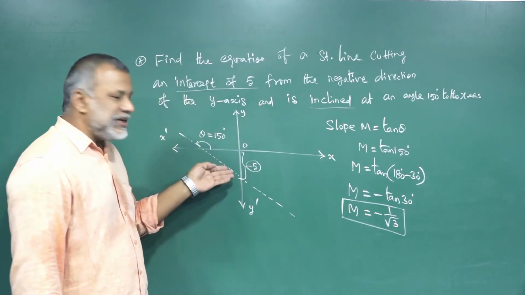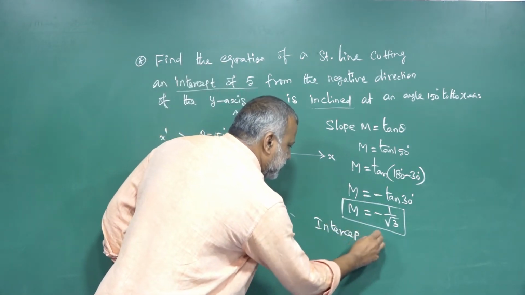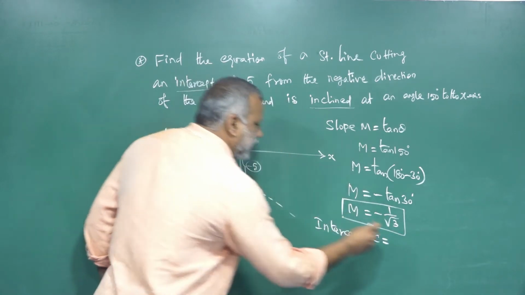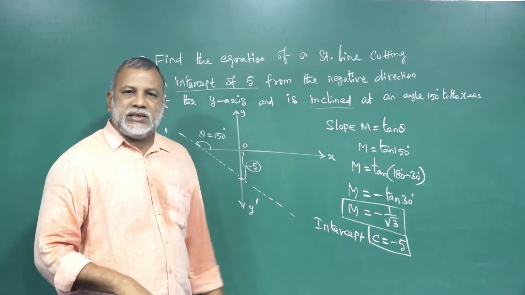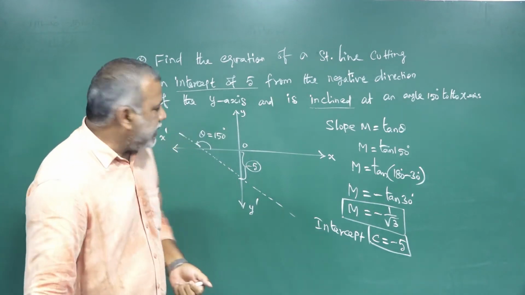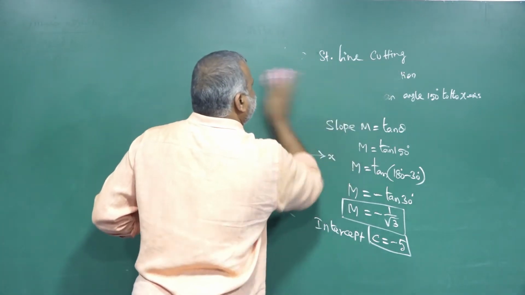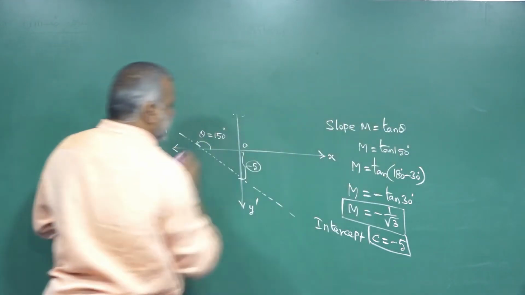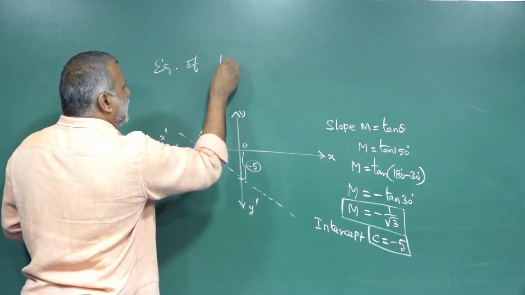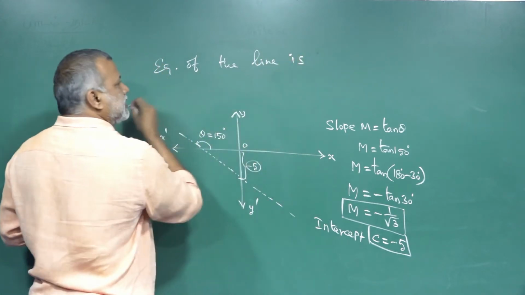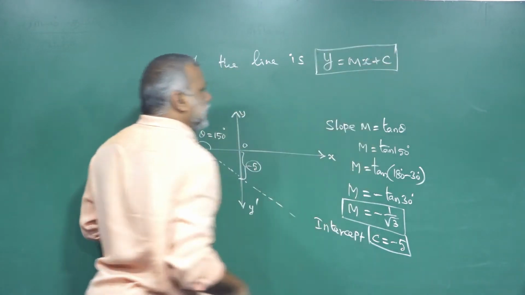Then we need the intercept. Here the y-intercept, we are already having. So intercept c equal to, see here, minus 5. So what is the formula if you are having the slope and the intercept? Slope-intercept form from your 10th syllabus. You know the meaning of that. Slope-intercept form is y equal to mx plus c. So the equation of this required line is y equal to mx plus c. This is the formula we already used in your lower standard.